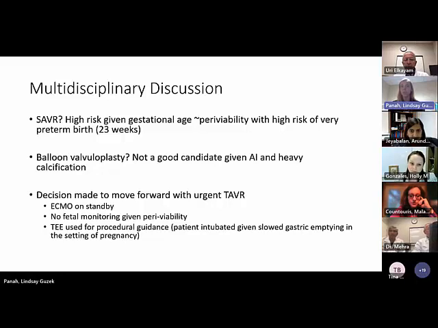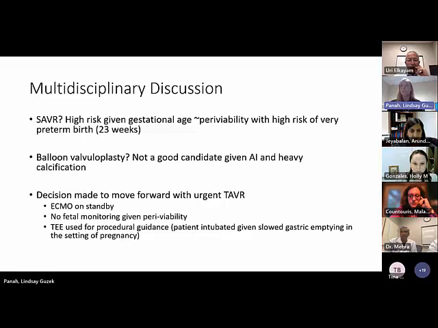The first being a surgical aortic valve replacement. This was thought not to be ideal given her gestational age. She was right around peri-viability, and there was a very high risk of preterm birth at that stage. And the patient really wanted to stay away from this option because she had a prior preterm birth at 26 weeks, and that child had significant medical problems from being very premature.